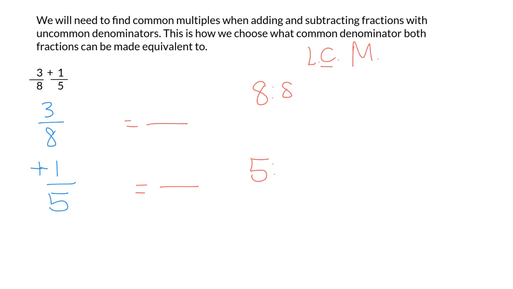8 times 1 is 8. 8 times 2 is 16. 8 times 3 is 24. 8 times 4 is 32. 8 times 5 is 40. 8 times 6 is 48. 8 times 7 is 56. Okay, now I'm going to just stop there.